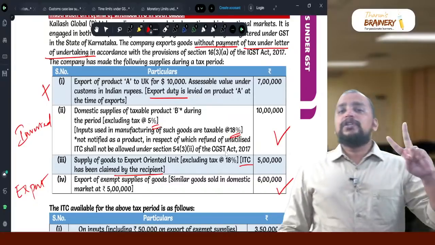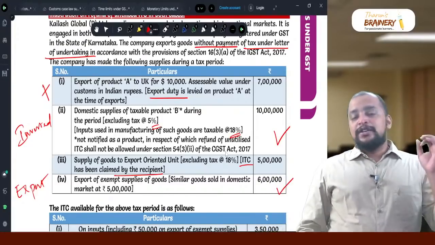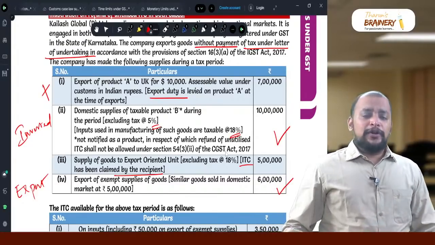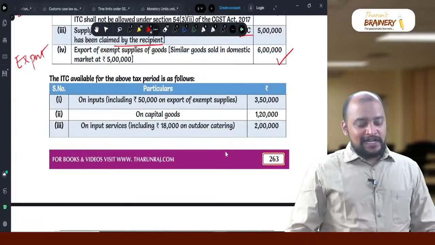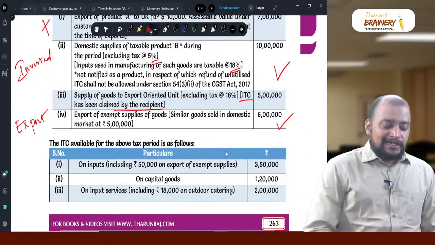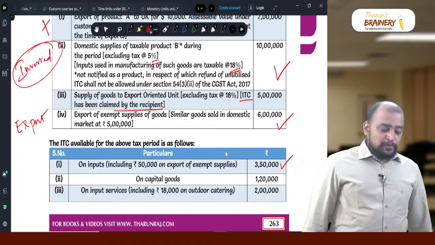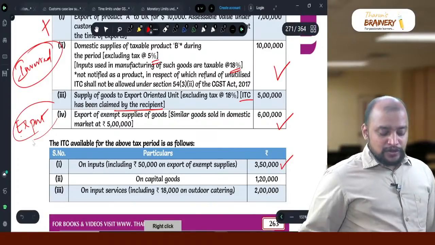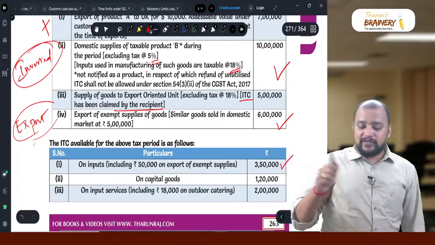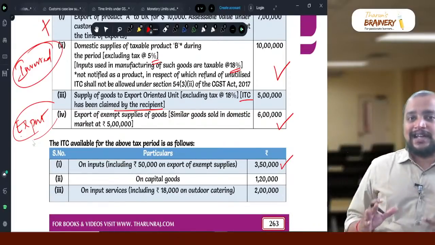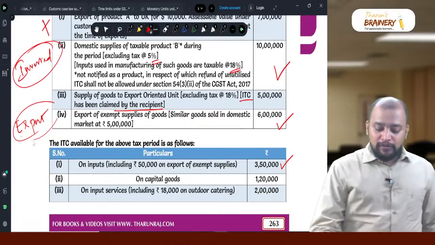Now there are two refunds which are applicable in the same question. First, what we need to see is what are the inward supplies on which we can claim the refund. In case of inverted tax structure, we can claim refund only on inputs, but in case of export, we can claim refund with respect to both inputs and input services. Okay, first we will take inverted tax structure refund. What we need to do? The formula will be very simple.